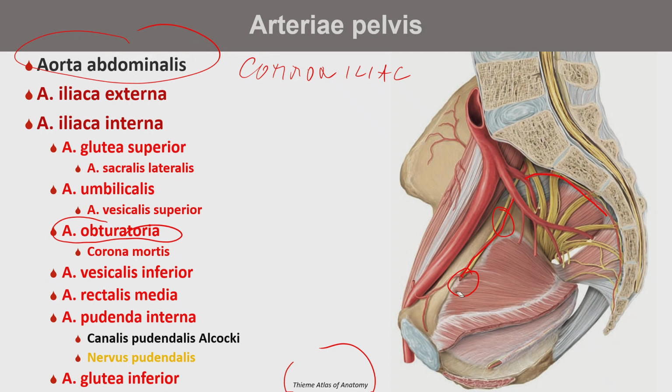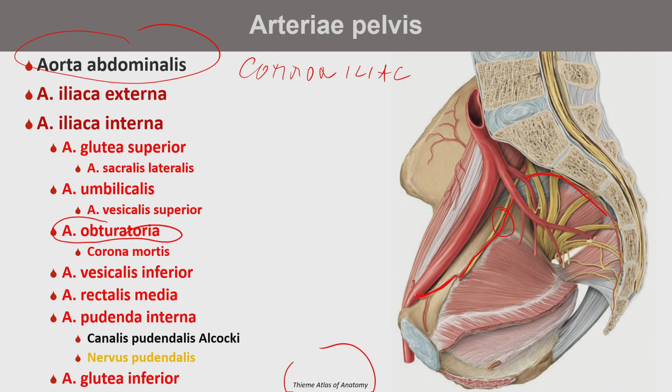But from this obturator artery there is a very, very important branch. This branch is connected to the external iliac arterial territory and lies on the surface of the pelvic bone. This pelvic bone is called the pubis, the ramus superior, the superior part of the pubic bone, and it's called corona mortis, so the crown of death.